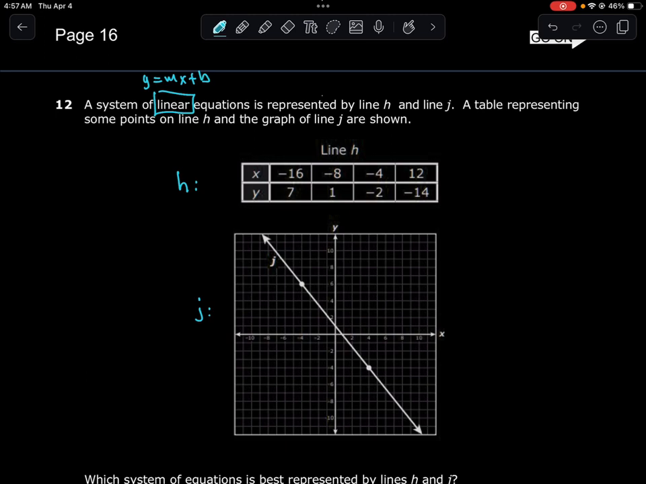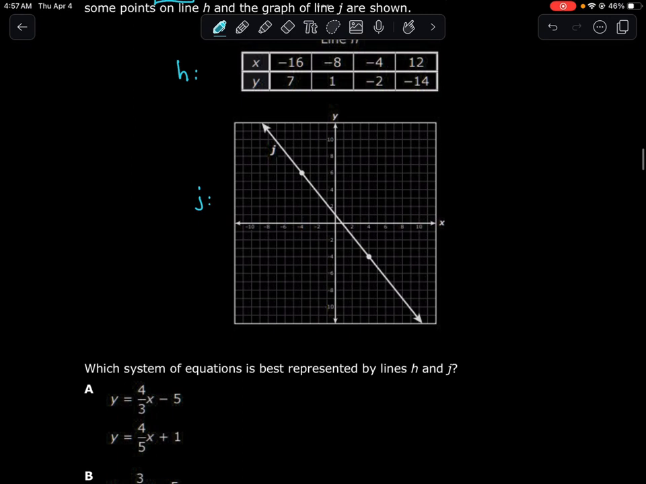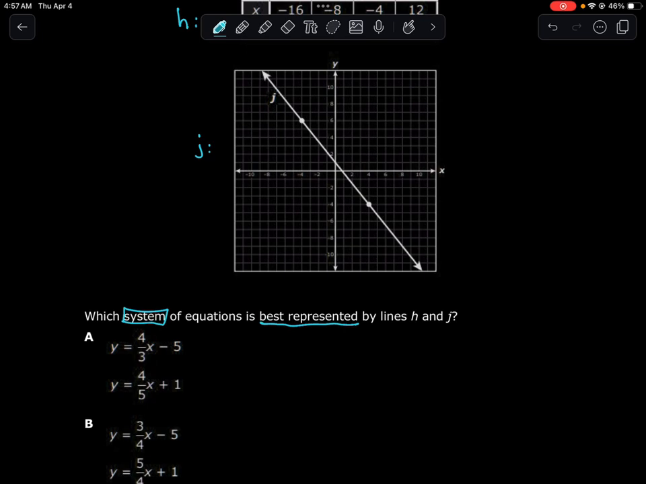Now, how are we going to solve it? First of all, let's see what the question is. Which system of equations is best represented by lines h and j? That's the question. We have a system of equations, so in this system there are going to be both equations. It's not asking for the solution to the system. It's just asking me to write the two equations correctly, and I need to write both of them correctly, not just one of them.